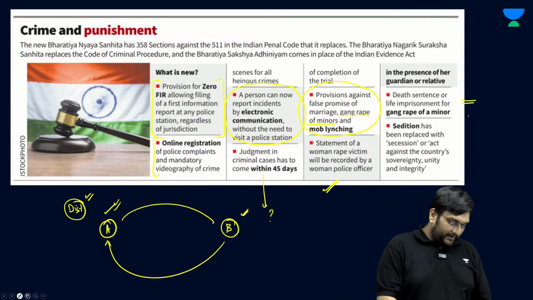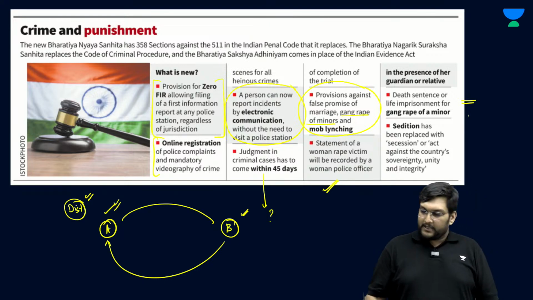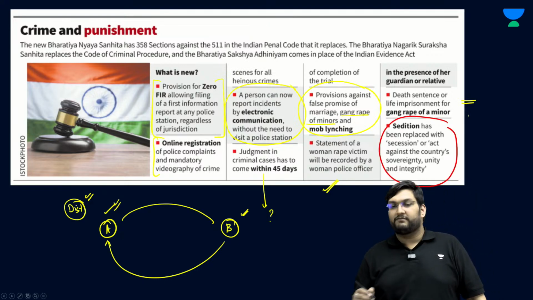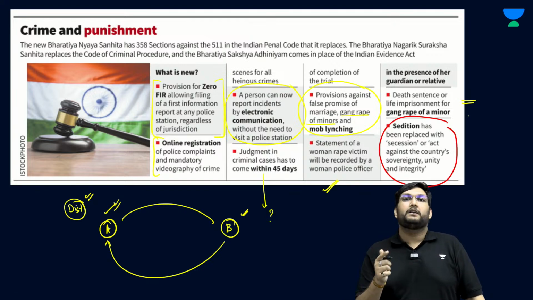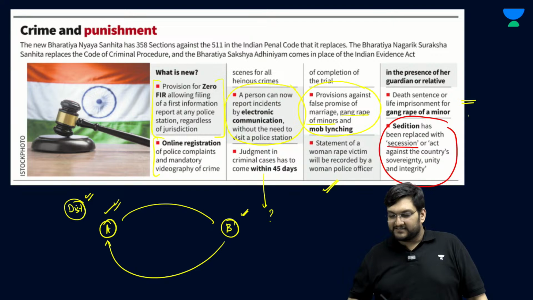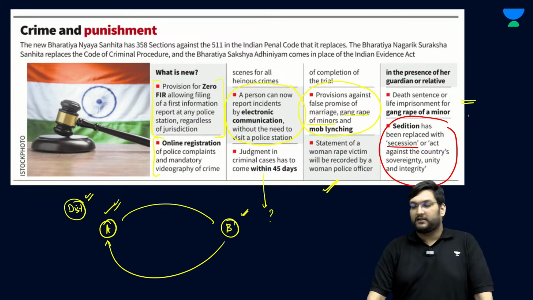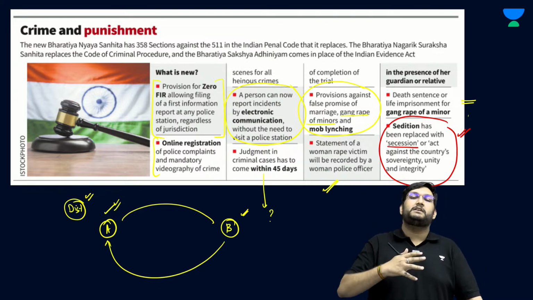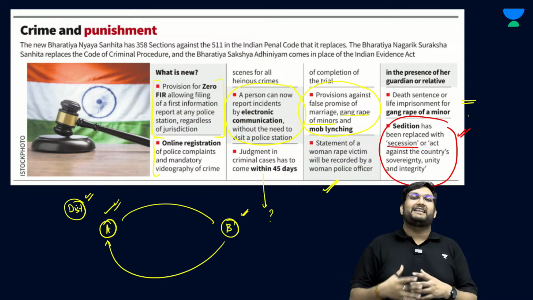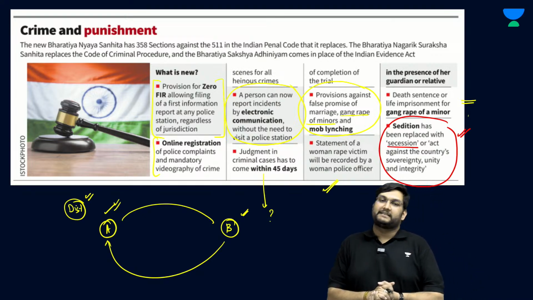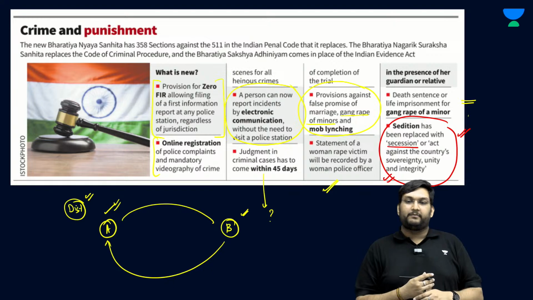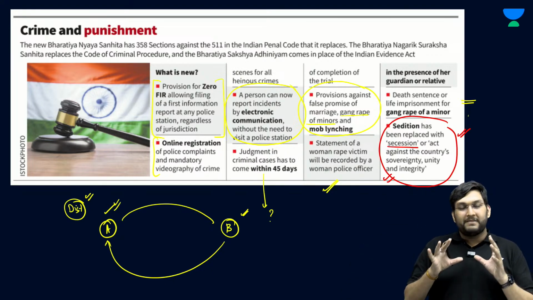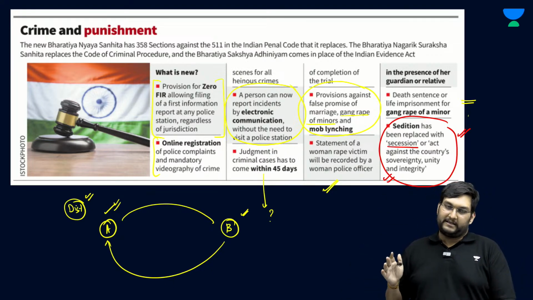And the most significant is a section which the British had introduced for the Wahhabis in the late 1870s, which is sedition. The word sedition has been replaced with secession, which is an act against the country's sovereignty, unity and integrity. This is a way in which we are changing the colonial stance or the colonial nature of jurisprudence in India itself. This is a very interesting development vis-a-vis that. So these are the major provisions which change under BNSS.